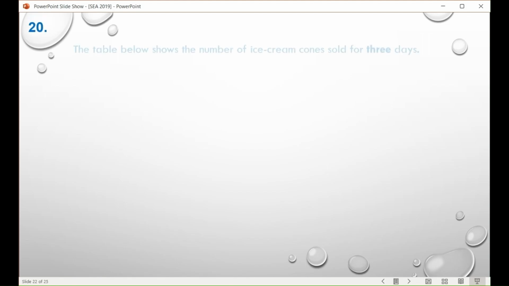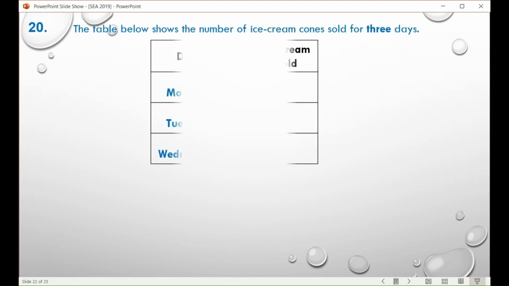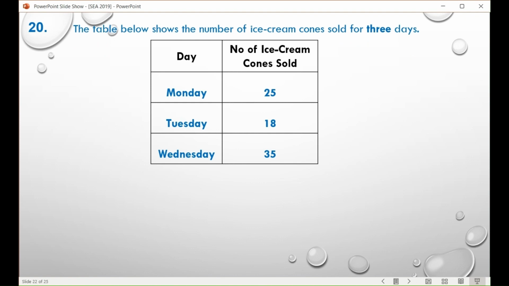Number 20. The table below shows the number of ice cream cones sold for 3 days. So it indicates that on Monday, we sold 25, Tuesday, 18, and Wednesday, 35. Calculate the mean number of ice cream sold. So this is a statistics question, and we need to know what the word mean indicates.